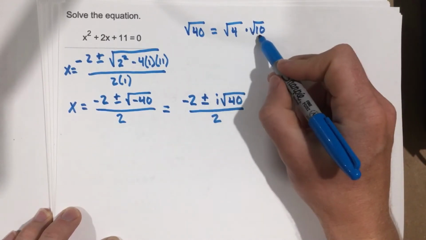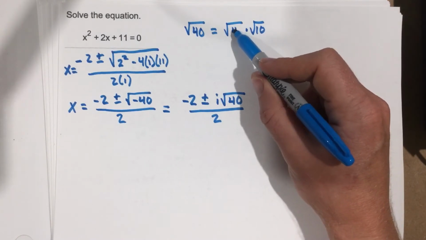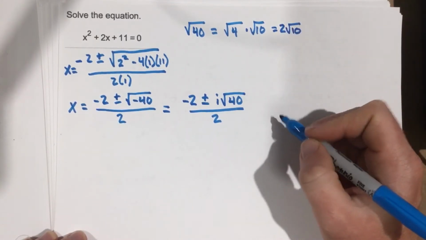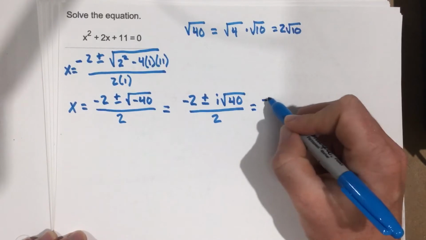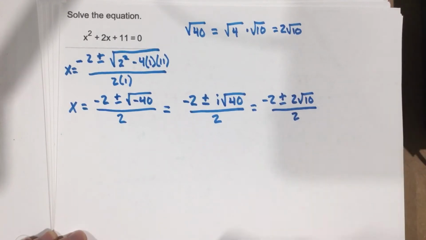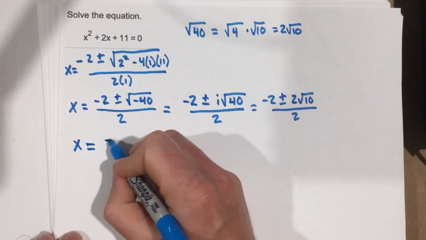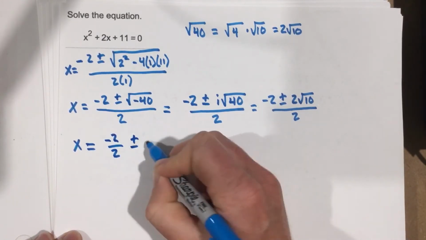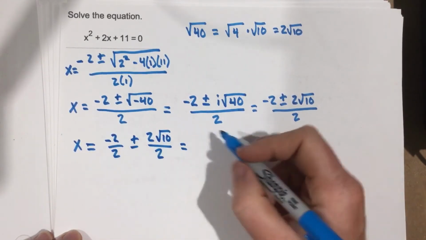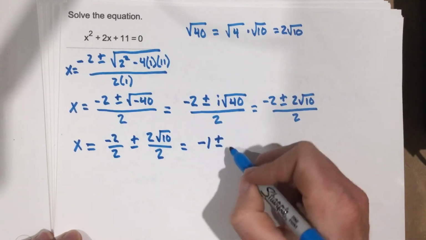Well, I know root 10 is not a square, right? And the factors of 10 are 5 and 2. But root 4 is a perfect square. Root 4 is 2, right? So this is actually going to give you 2 root 10 there. So I'm going to rewrite this now as negative 2 plus and minus 2 root 10 over 2. And then I'm going to start to split this. So it says negative 2 over 2 plus and minus 2 root 10 over 2. I can simplify here, so I get negative 1 plus and minus. The 2's cancel, leaving you with root 10.